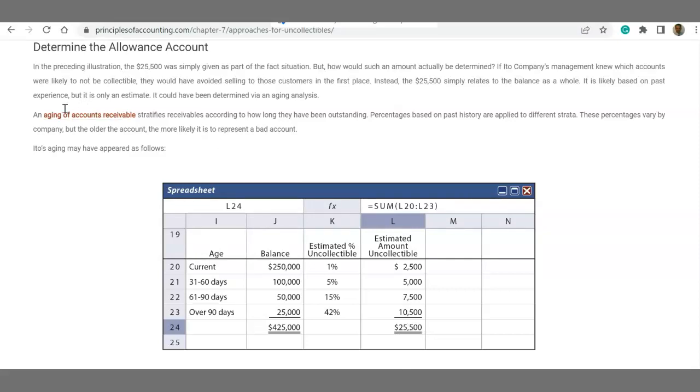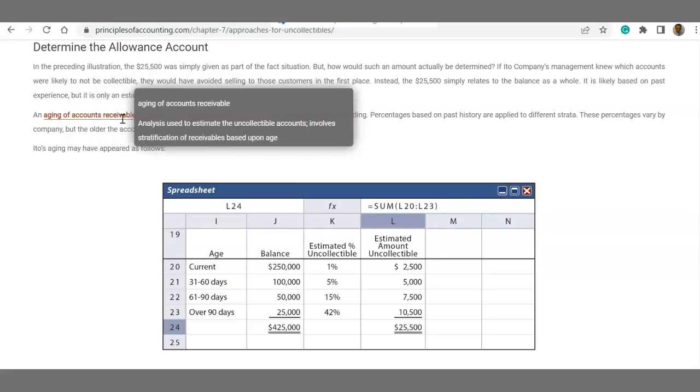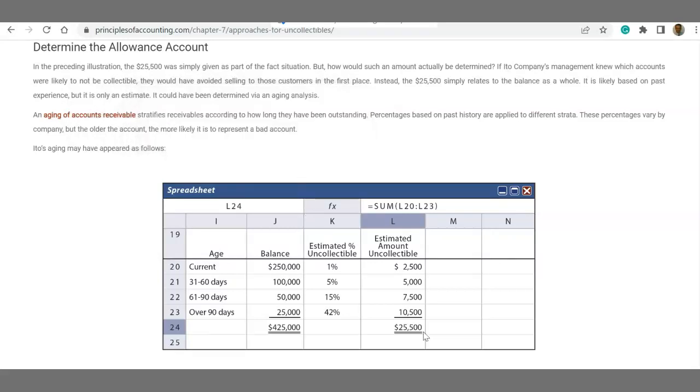And because you use the percentage of accounts receivable, that means you have to make sure you know how much is left over in the allowance T account from the previous year.